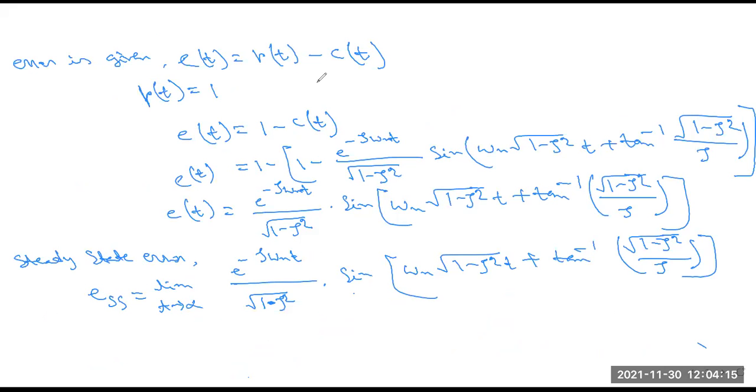e(t) equals, we know, r(t) minus c(t). So when you have to solve the functions, r(t) equals 1, the unit step function, so e(t) equals 1 minus c(t).